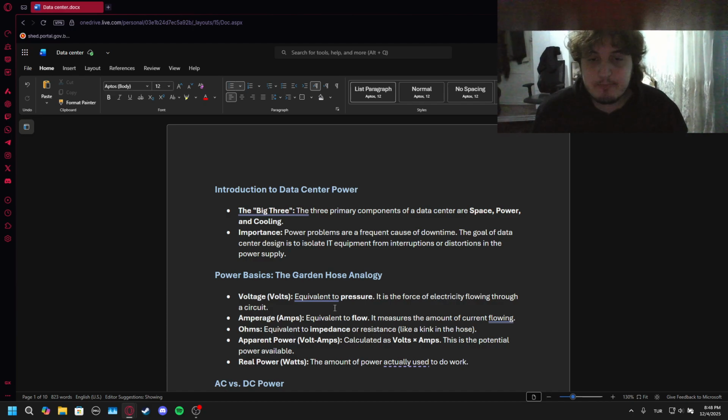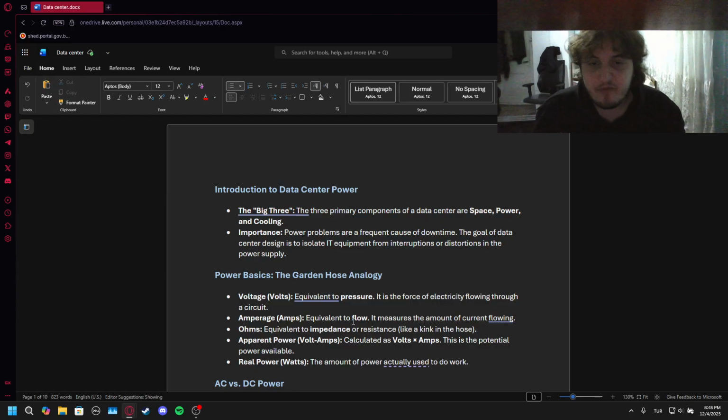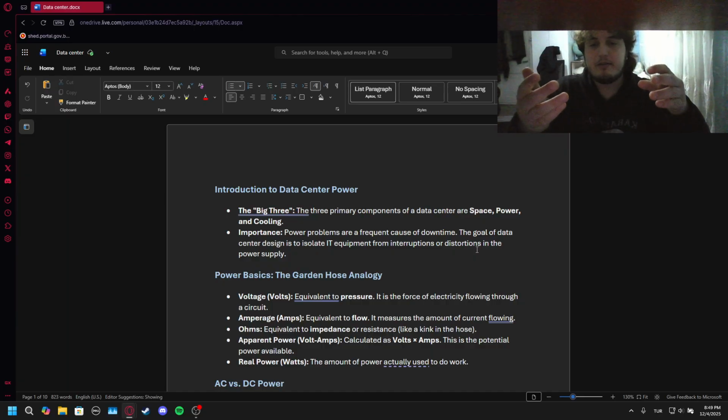Voltage, equivalent to pressure. It is the force of electricity flowing through a circuit. How the water would be pressurized inside that hose would be equal to what voltage is, how much pressure there is inside it. Amps, equivalent to flow. It measures the amount of current flowing. How much water is coming out will be the ampere.